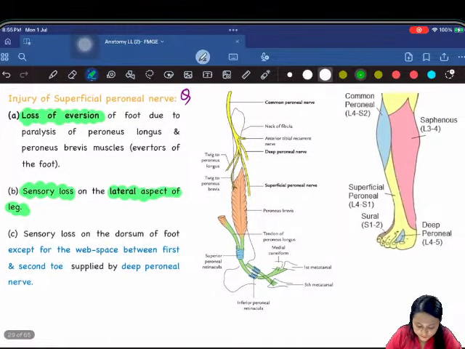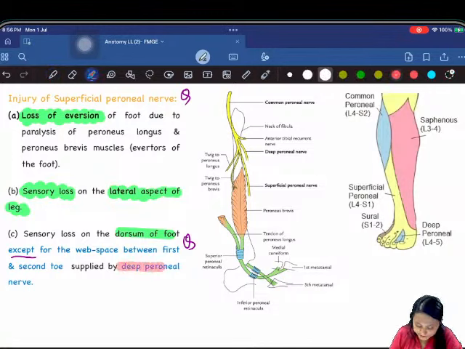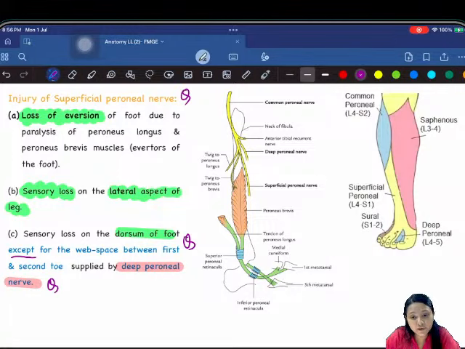Thirdly, important, sensory loss on the dorsum of the foot, but there is an exception. Whenever there is an exception, there is a question on that. Okay, so you have got two questions on this superficial peroneal nerve injury. Except the first web space, the dorsum is supplied by the superficial peroneal nerve, and the first web space is supplied by the deep peroneal nerve. You have to remember this because it has been repeated in the FMG exams, and you know that questions are going to get repeated in the FMG.